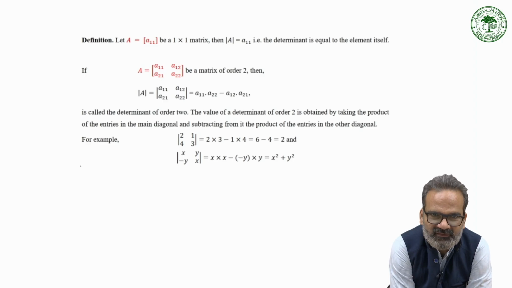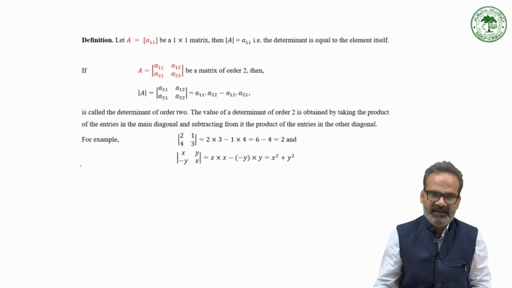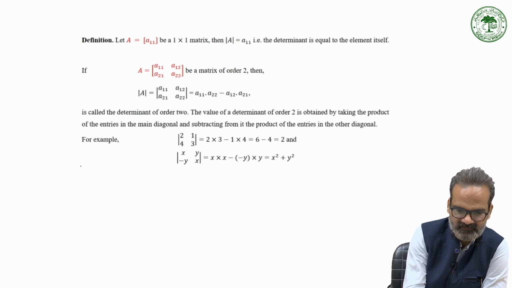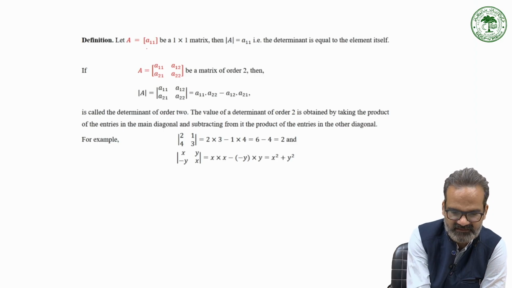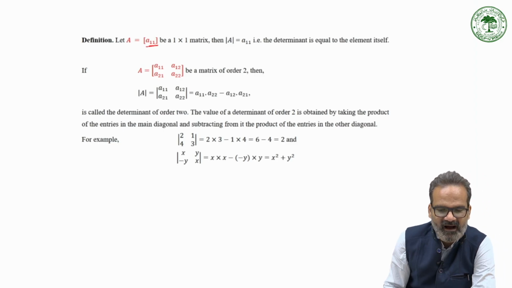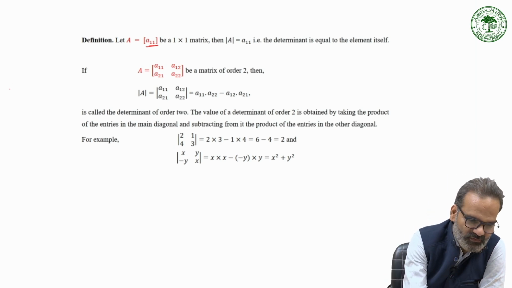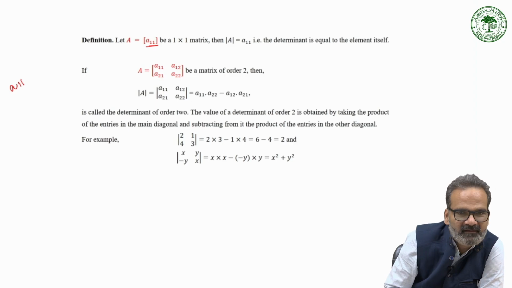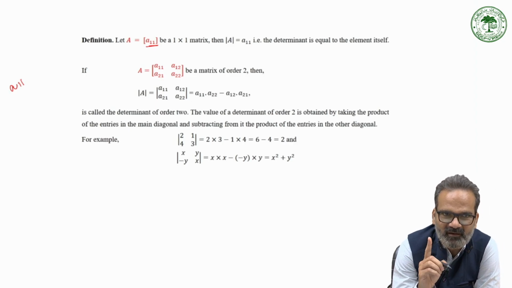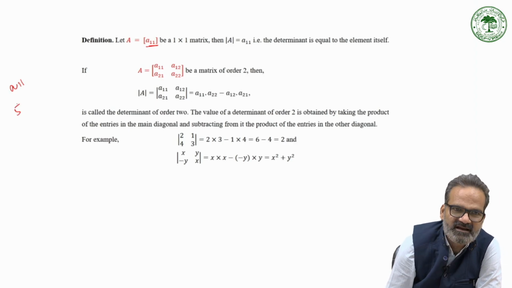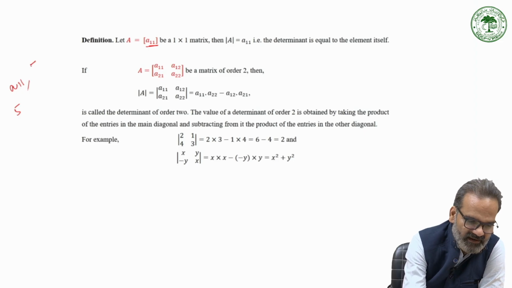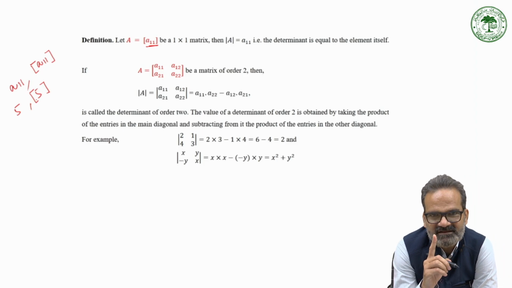Let us have the formal definition of a determinant. Let A equal a11, highlighted by the red color. Look at this. a11 is a 1 by 1 matrix. Before proceeding, I have told you if I write it like this, a11, this a11 is simply a number, right? 5. 5 is a number. But if I write a11 in this way, or 5 like this, do you know the difference between these two terms?